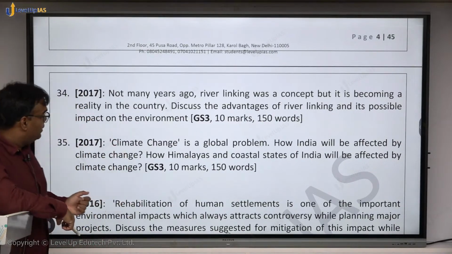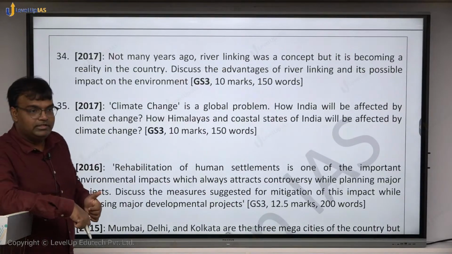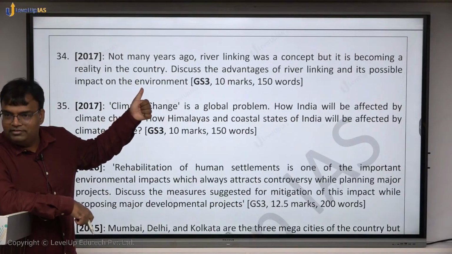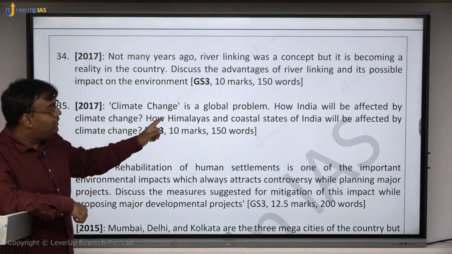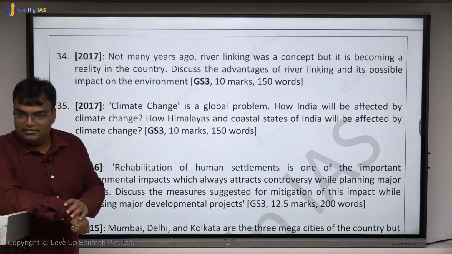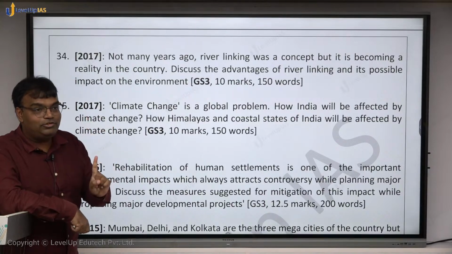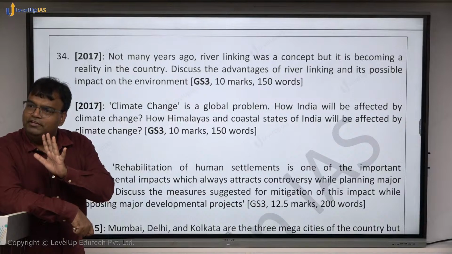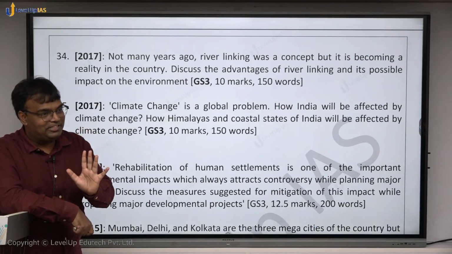GS3 paper. Climate change is a global problem. How India will be affected by climate change? क्या इन्होंने अभी दोबारा पूछा था इसे? How India will be affected by global warming? Climate change is synonymous to global warming. How Himalayas and coastal states of India will be affected by climate change? Have they already asked this? अभी पूछा, इसके बाद भी पूछ लिया. Indicating what? Analysis of PYQ, preparing topics which have been asked there will be the most important preparation that you will do for mains examination.